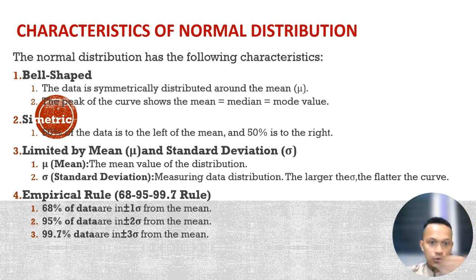50% of the data is to the left of the mean and 50% is to the right. Okay? Is this clear? And third, defined by mean and standard deviation. So it's the mean value of the distribution and the standard deviation, measuring the data distribution: the larger the standard deviation, the flatter the curve. Empirical rule here.